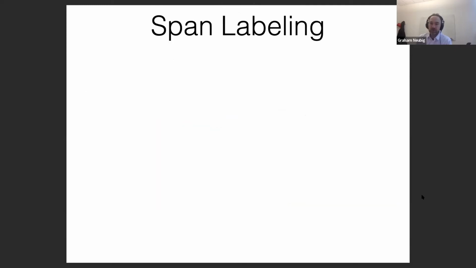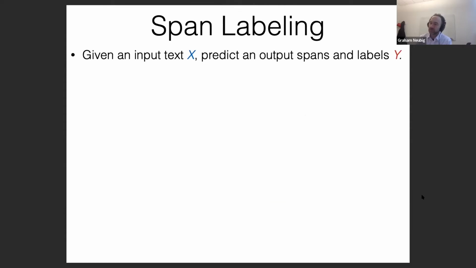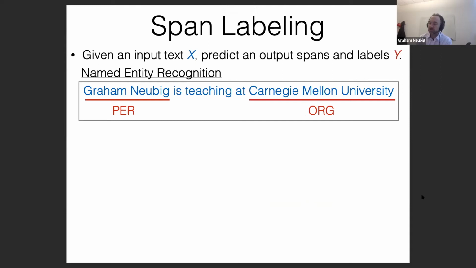There's also span labeling tasks, and sometimes these span labeling tasks are treated as sequence labeling tasks, but they're actually a little bit different. Basically the idea is, given an input text X, predict output spans and labels Y. These include things like named entity recognition, where you want to identify the spans and labels on the spans for named entities like person, people, or things. So here we have Graham Neubig as a person and Carnegie Mellon University as an organization.